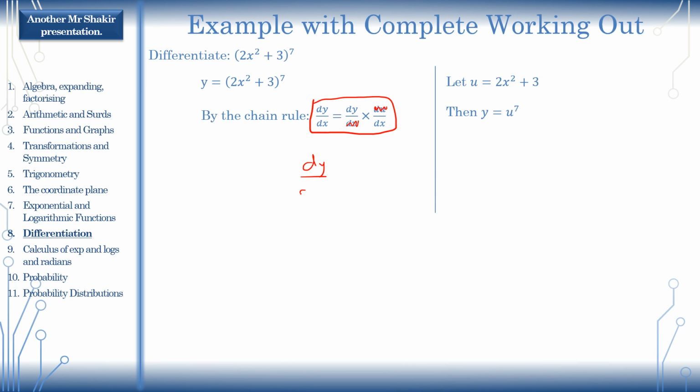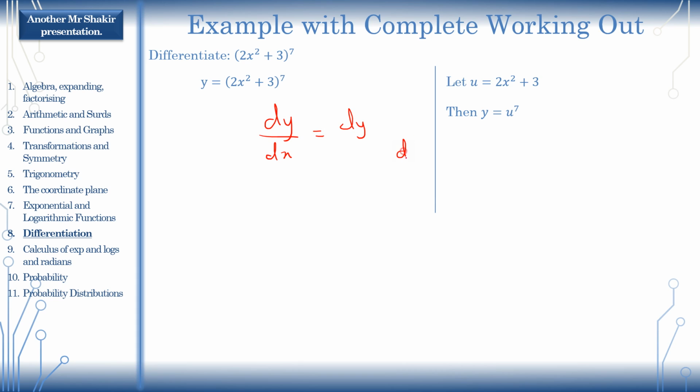So the way you would write it is you'd write dy on dx is equal to, you write a dy there, you write a dx there, right? Because dy dx, and I just write du here and a du there, and you're done. Very straightforward, okay? Anyway, that's the chain rule.